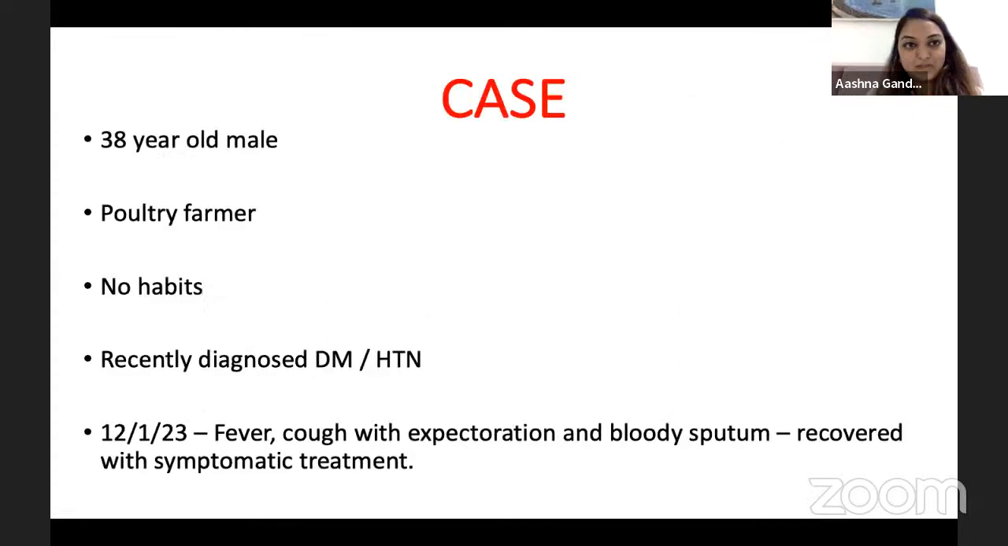So I'll start with the case directly. This is a case of a 38-year-old male, a poultry farmer, no habits, recently diagnosed diabetic and hypertensive. He was admitted on the 12th of January at our hospital with fever, cough with expectoration, and bloody sputum. He recovered with symptomatic treatment. At this point, ID reference was not taken, and they treated him, and he had recovered and gone back home.